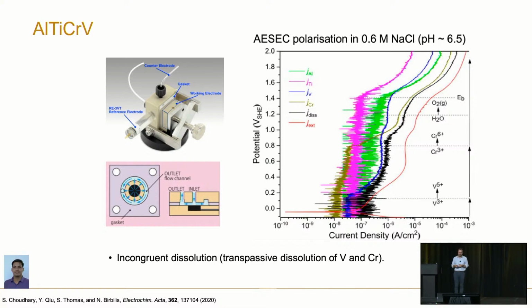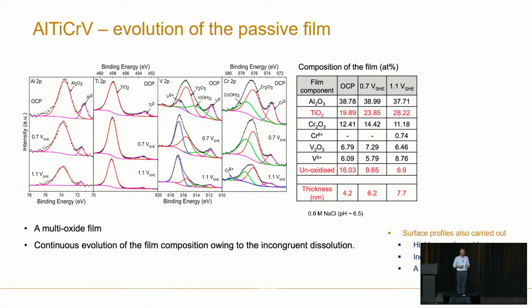You get transpassive dissolution of vanadium and chromium. You can see that different things are dissolving at different rates, which is, of course, one thing that we now know is a characteristic of most alloys. You get incongruent, non-stoichiometric dissolution. That leads to very high resolution XPS here on the passive film. And what I'm trying to show you here is a lot of information.